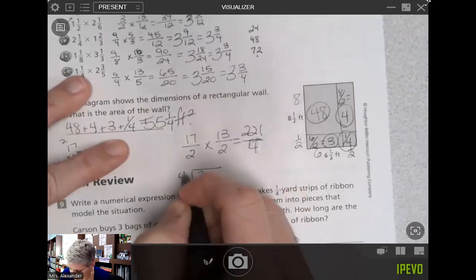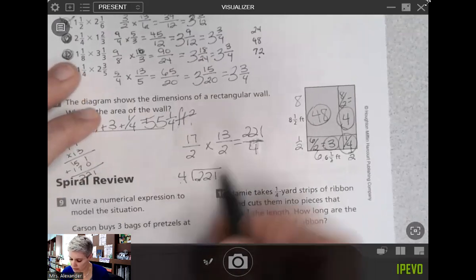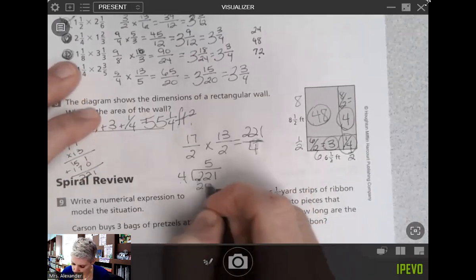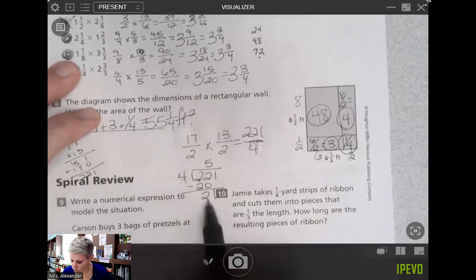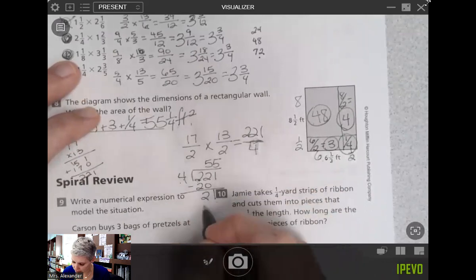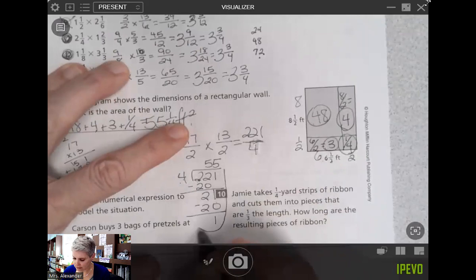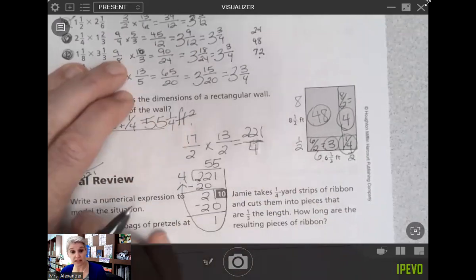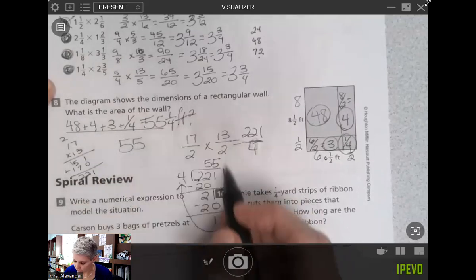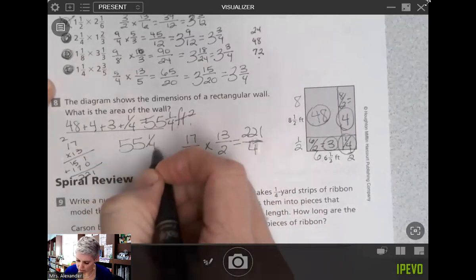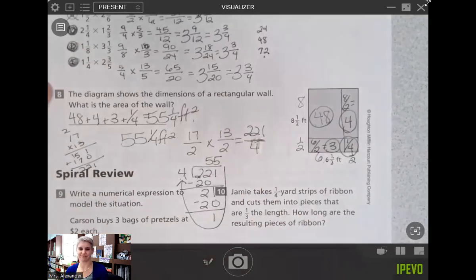So I need to give us more room on here. 221 divided by 4. 4 goes into 2. No. 4 goes into 22 5 times. I subtract. I bring down. 4 goes into 21 again. 5 times. I subtract. The remainder is the numerator. The divisor is the denominator. We get a whole 55 and we get 1/4. So my answers match. Yes.